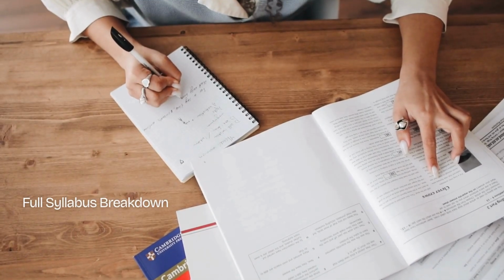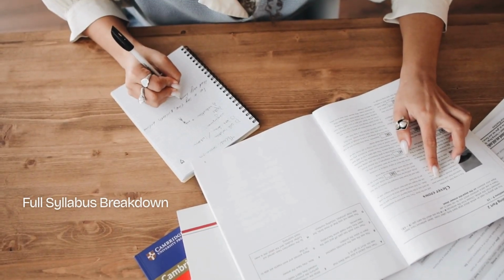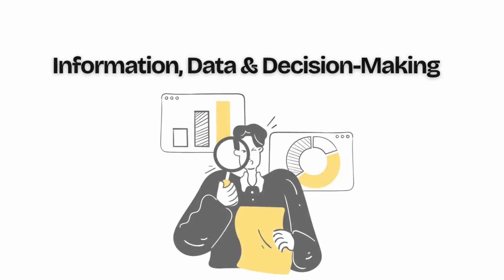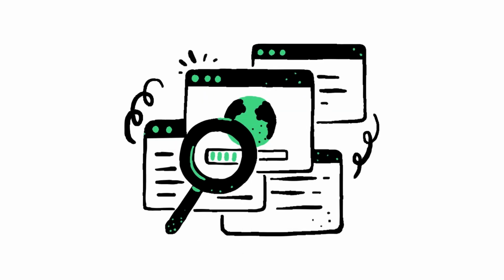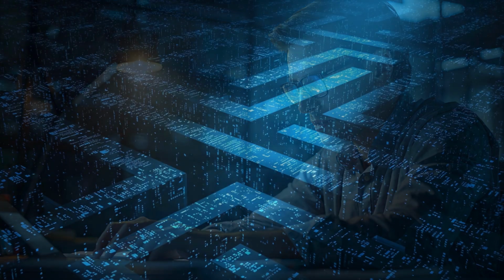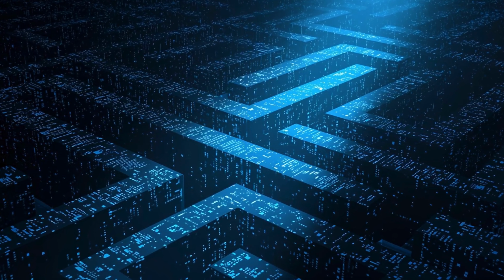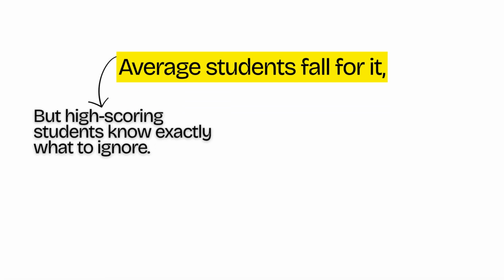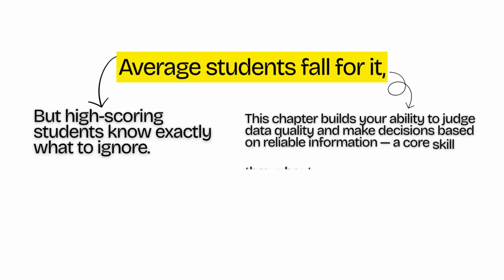Full syllabus breakdown. Now let's break down the PM syllabus in the way the examiner wants you to understand it. Information, data and decision-making. The first part of the syllabus deals with information and decision-making. It teaches you the difference between raw data and meaningful information. The examiner wants to know whether you can identify what information is valuable and what isn't. PM questions often include irrelevant details intentionally. Average students fall for it, but high-scoring students know exactly what to ignore. This chapter builds your ability to judge data quality and make decisions based on reliable information, a core skill throughout the exam.